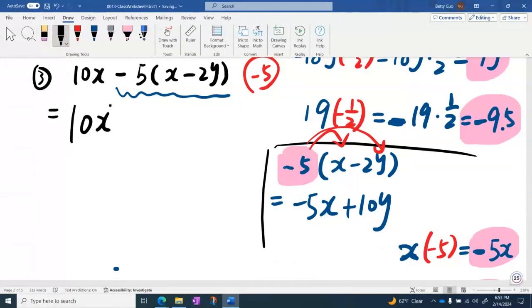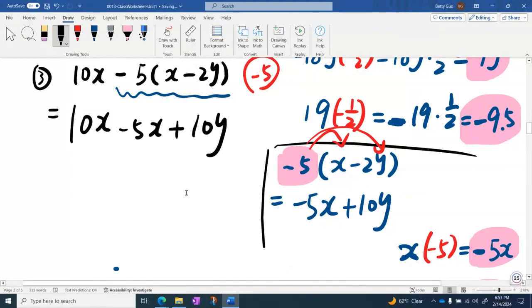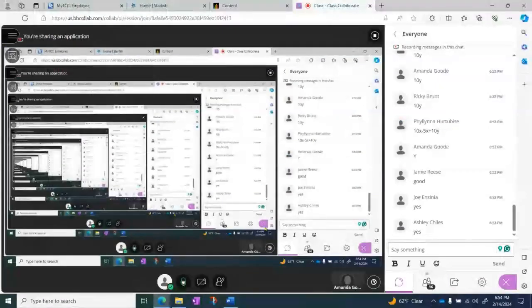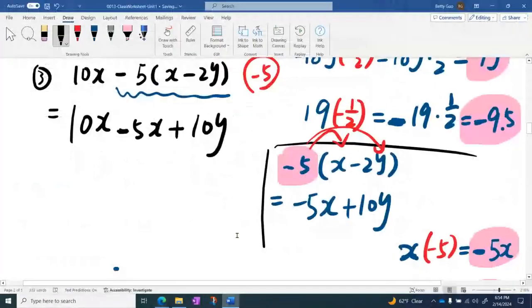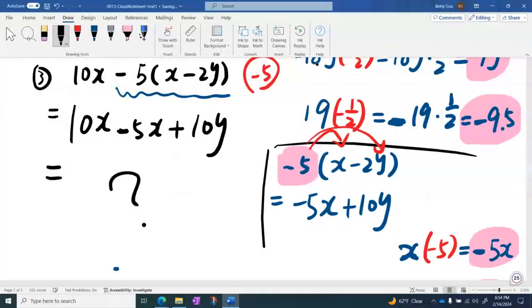It is negative 5x plus 10y. So far, so good. What happened? On the scratch paper, we applied the distributive property, and now we put it back into the original expression. All right. How many terms are now in the expression?